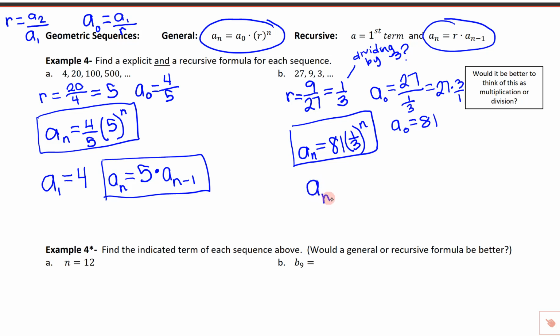Okay, and then here is our recursive. So we are multiplying by 1/3. And I forgot to say what the first term was. We need to say that the first term is 27.